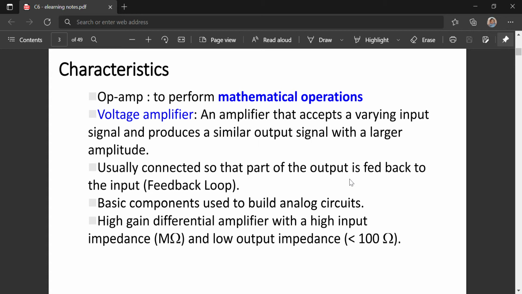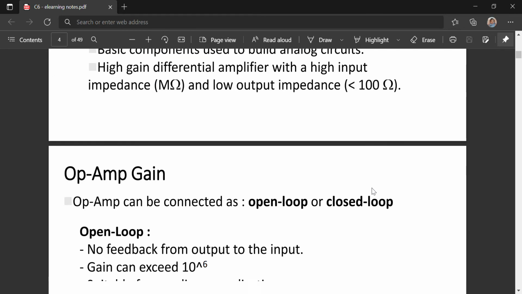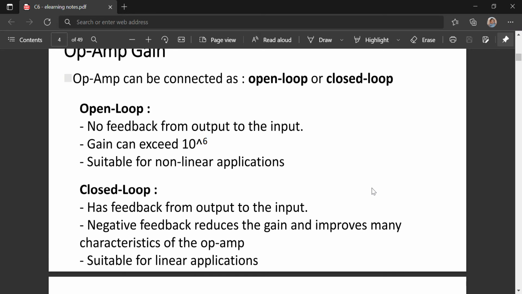It is a basic component to build analog circuits with very high input impedance and high gain for a differential amplifier. It has either open loop or closed loop. For this class, we're going to cover a few for open loop and closed loop. Open loop is focused on non-linear applications and closed loop focuses on linear applications.